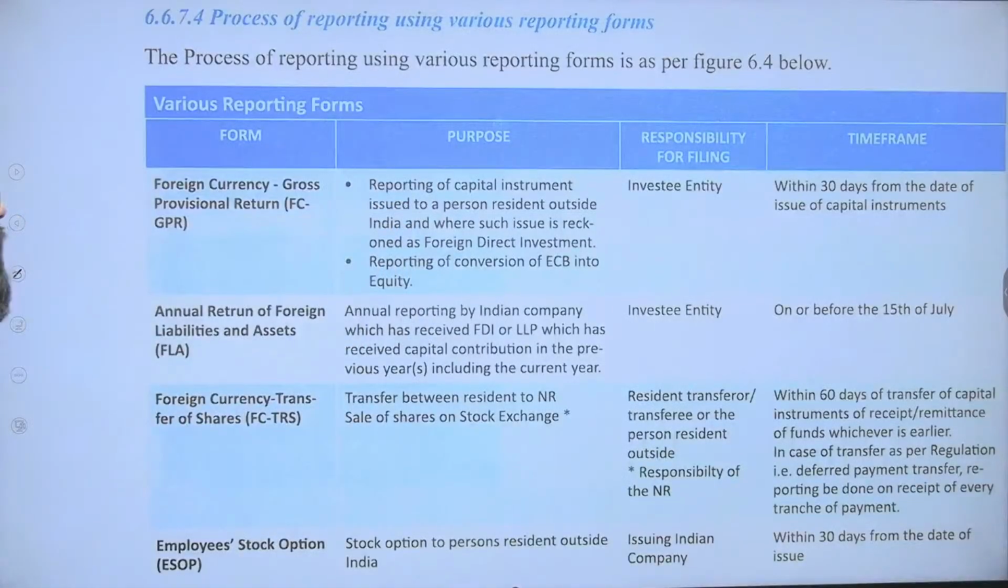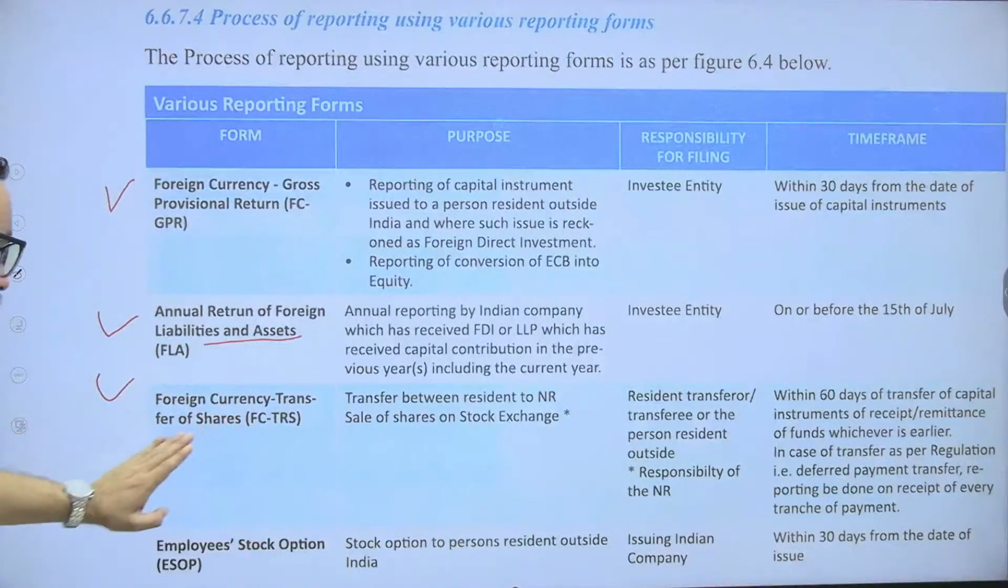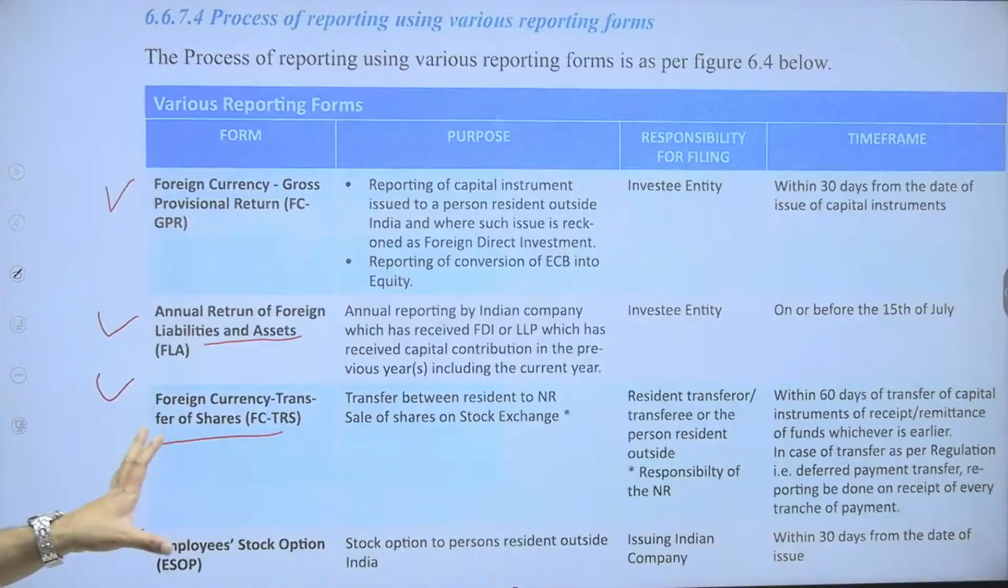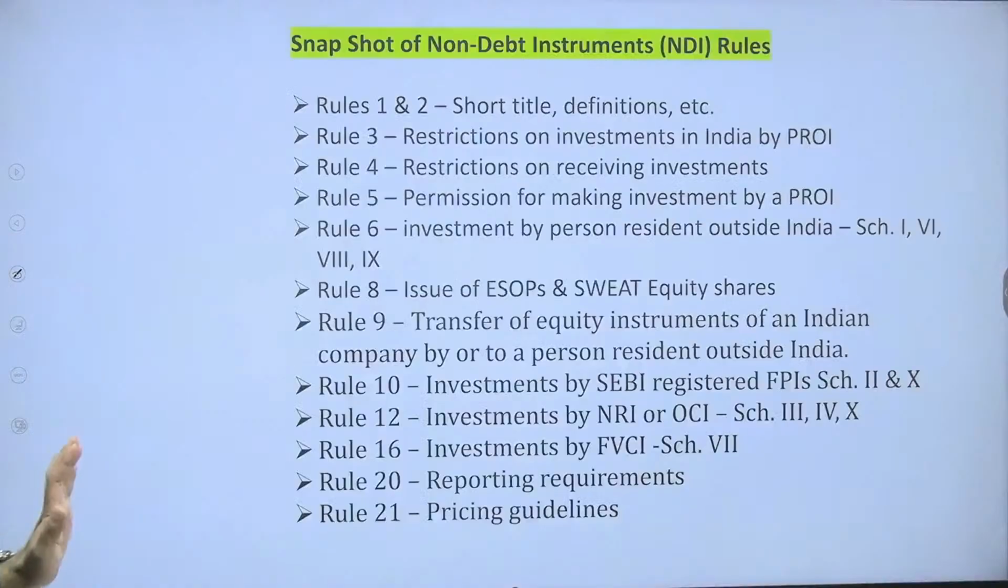Purpose of reporting using various reporting forms. Okay? These are the forms like FCGPR, that is foreign currency gross provisional returns, and we have the annual return on foreign liabilities and assets, foreign currency transfer of shares, and employee stock options and all. Okay? This is again a very important one. So go through this particular one.